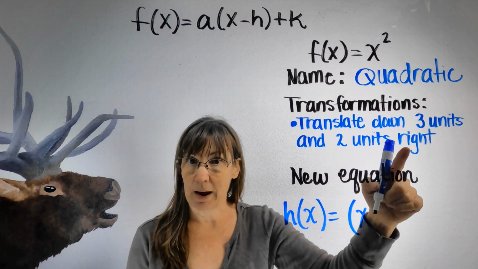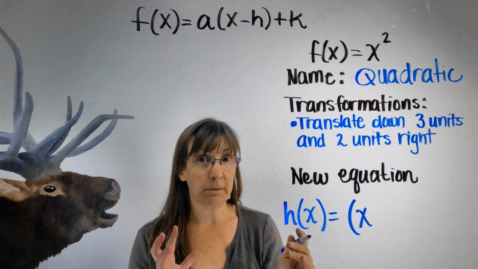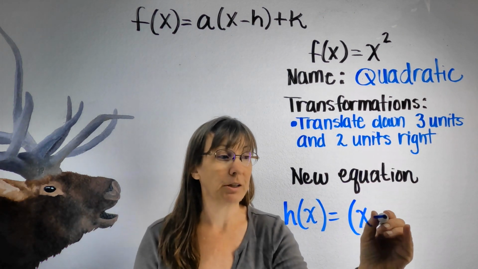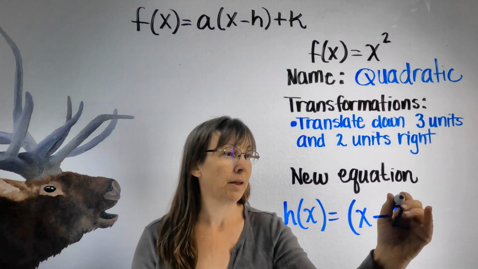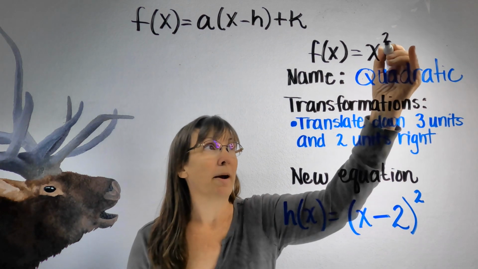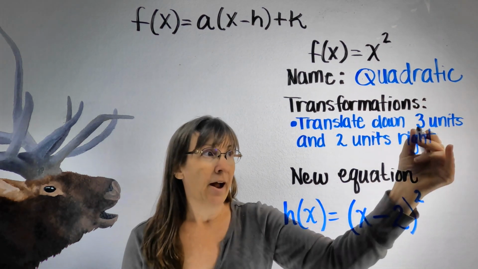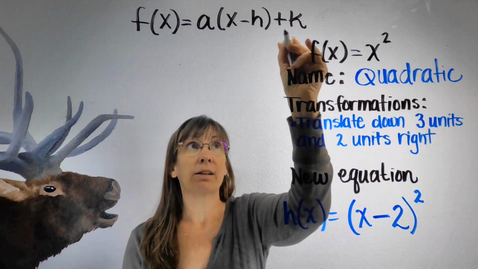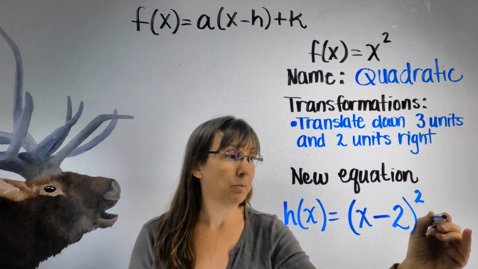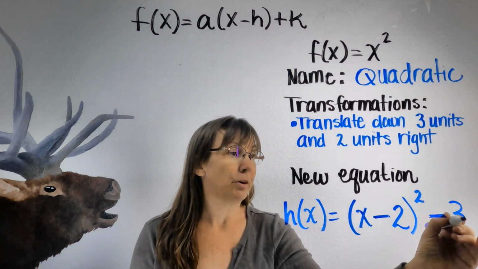2 units to the right. Remember, it's opposite world inside of the parentheses, so right would be actually minus 2. And we need to include the squared because it's a quadratic. And then 3 units down, that's our k up here, so down would be minus 3.